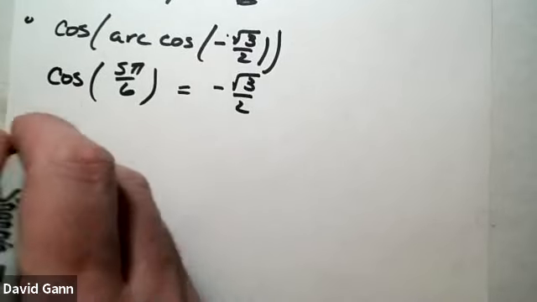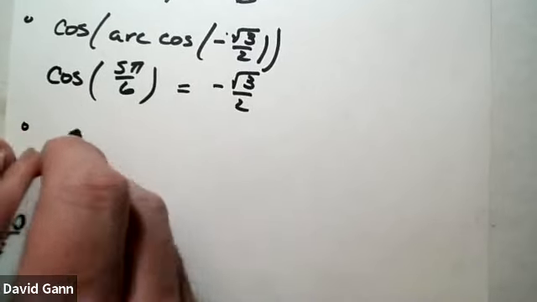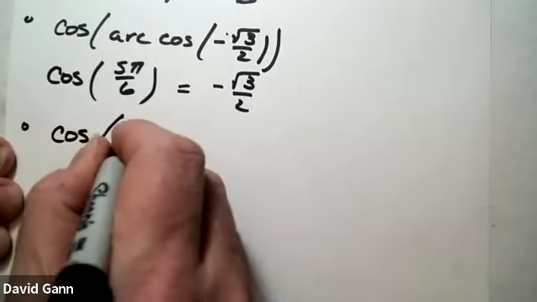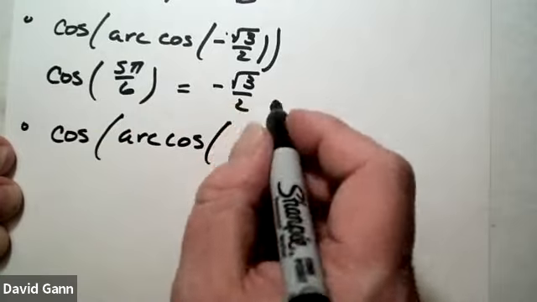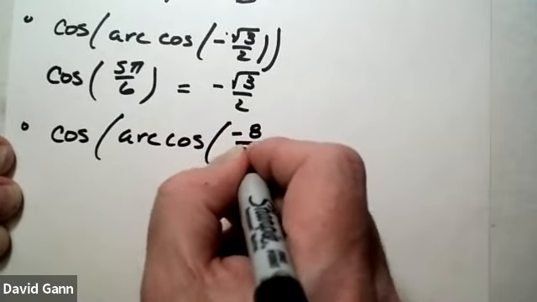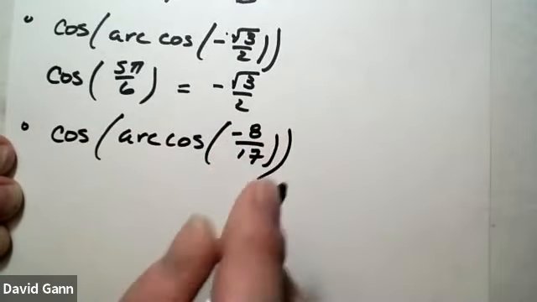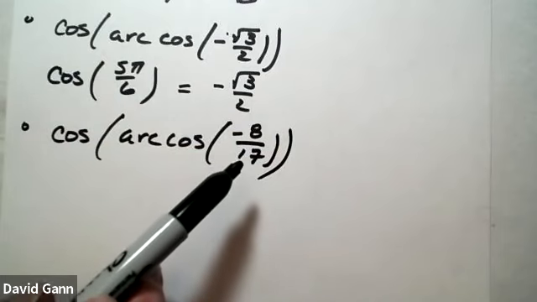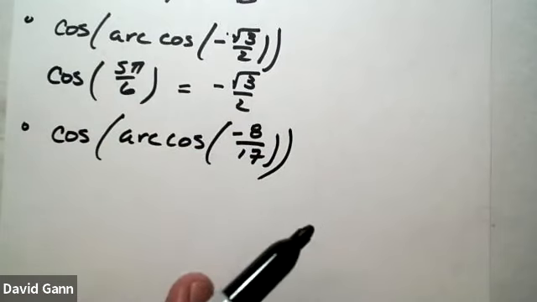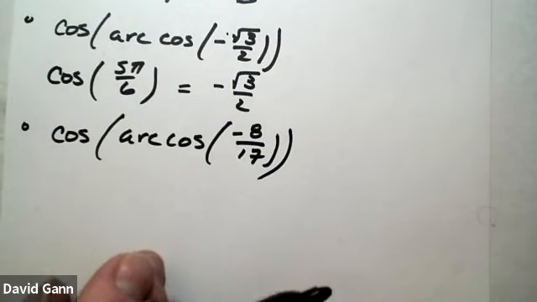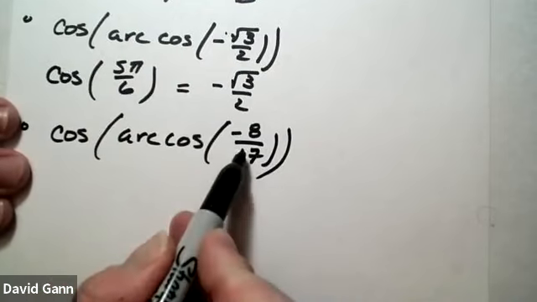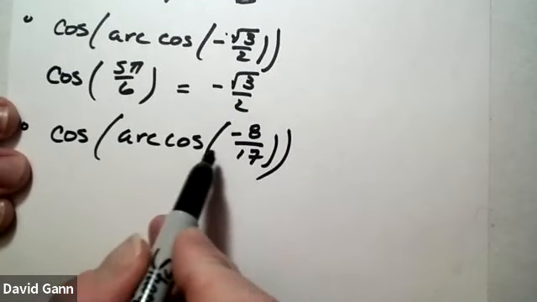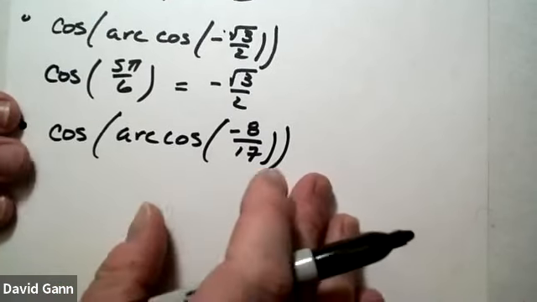Let's try one that maybe illustrates a little bit more carefully what's going on. So cosine of arc cosine of negative 8 over 17. Now this one we don't actually know what that angle is. I mean, we could beat it into a calculator and probably come up with an approximation, but it doesn't really matter. Just remember, this is a ratio and this is an angle. The arc cosine of some ratio is an angle.